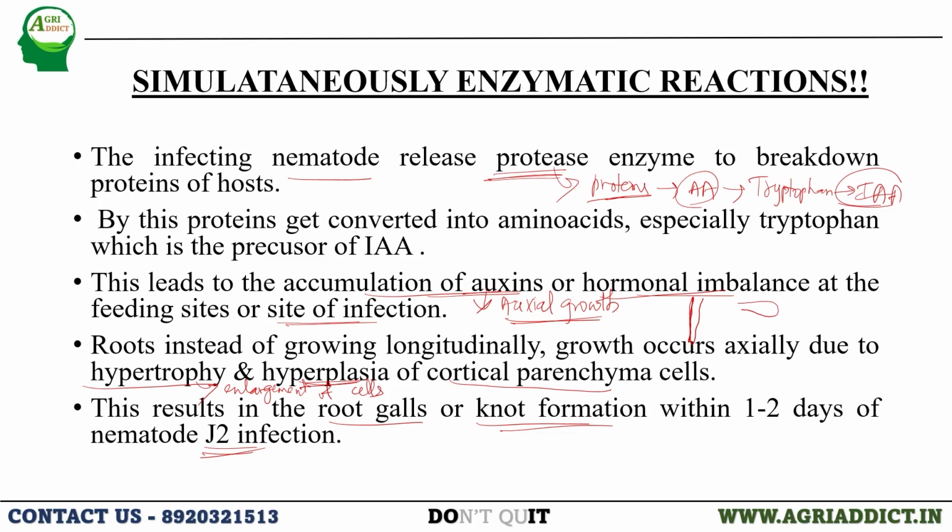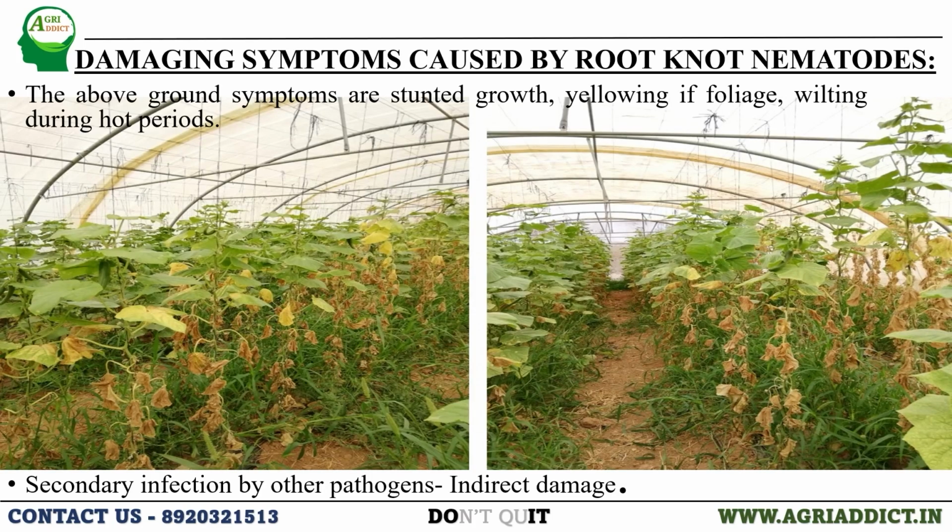It is due to the secretion of the protease enzyme, which leads to the breakdown into amino acids, mainly tryptophan, which is a precursor of indole acetic acid. This leads to a condition where, instead of growing longitudinally along the root length, the root starts growing axially. So it leads to the formation of root galls or knot formation.